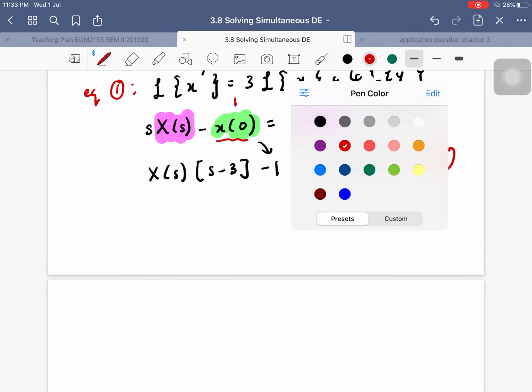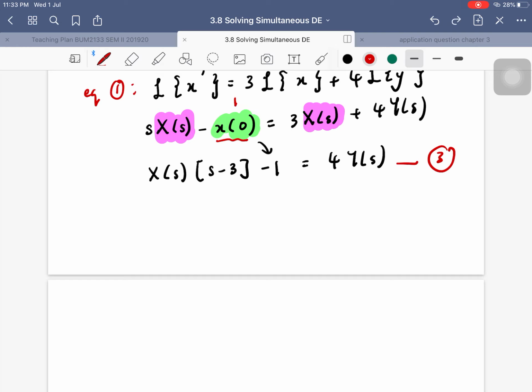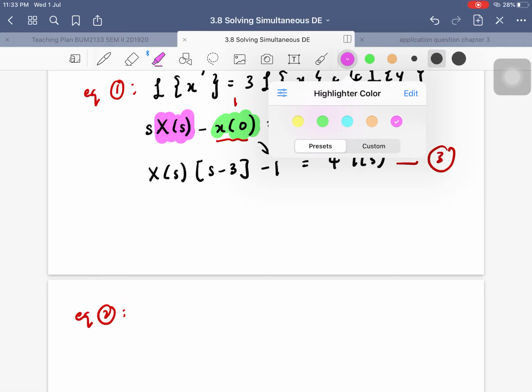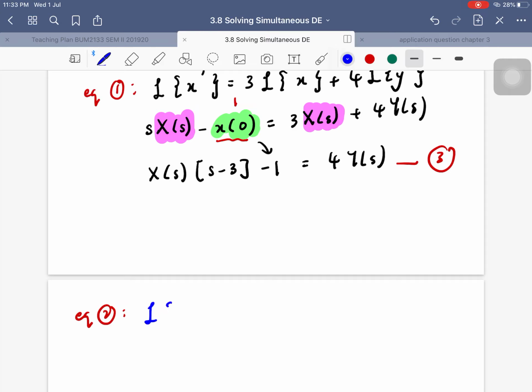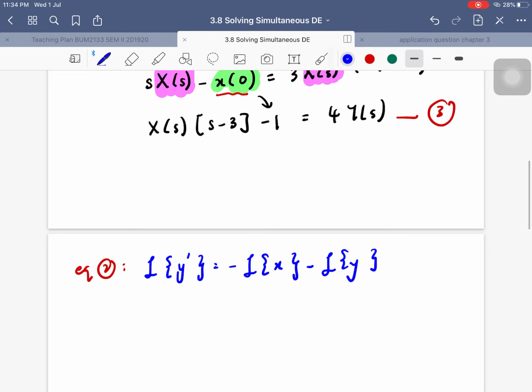We're going to do the same thing to the second equation as well. So equation number 2. I'm going to Laplace both sides of the equation as well. So let me put that in blue. I'm going to find the Laplace of y prime, and that is equivalent to negative Laplace of x minus the Laplace of y. I simply apply the linearity theorem. And according to the theorem, when I Laplace y prime, I'll end up with sY(s) minus y(0), and on this side is going to be negative capital X of s minus capital Y of s.